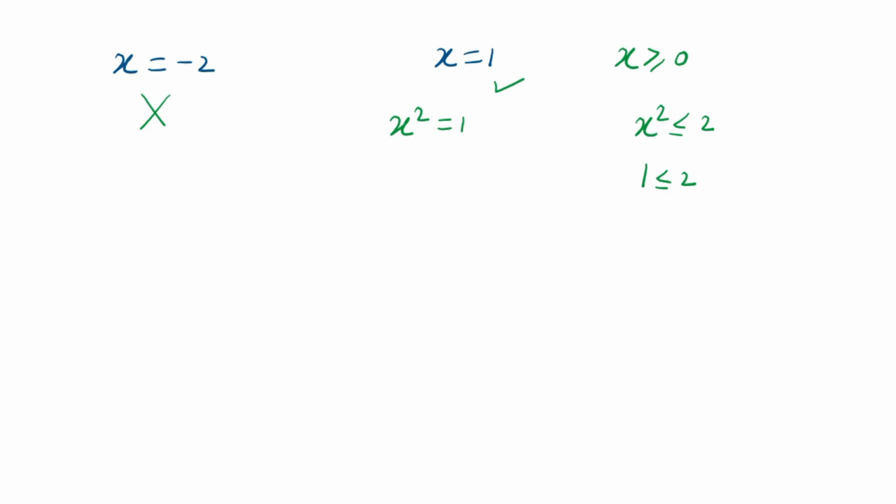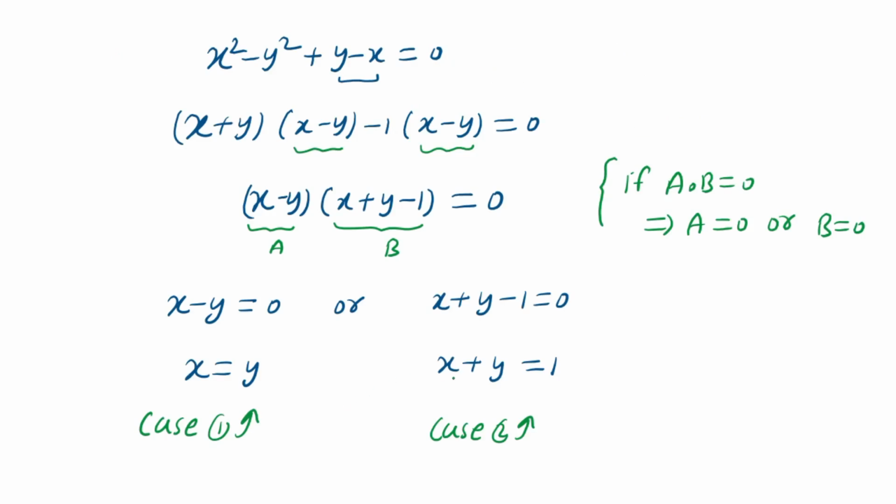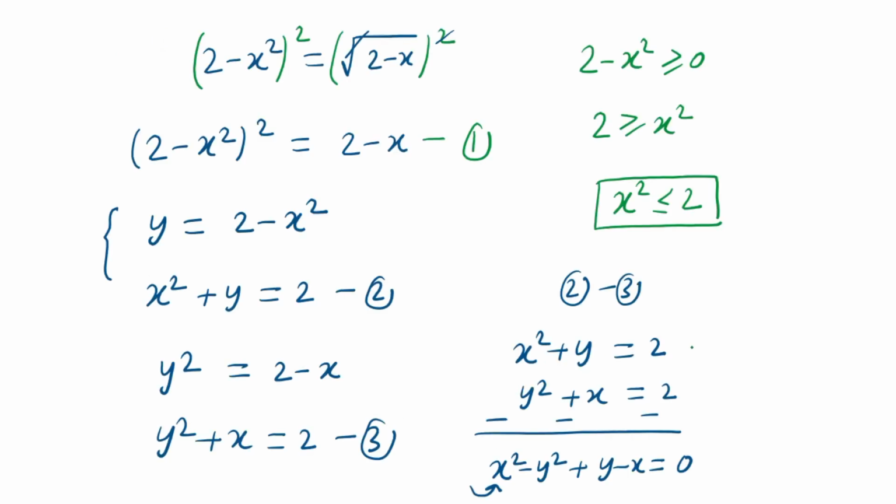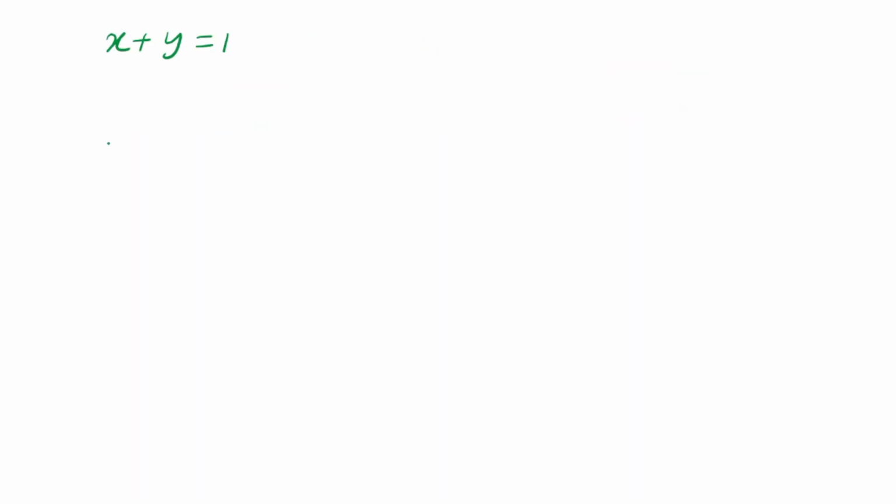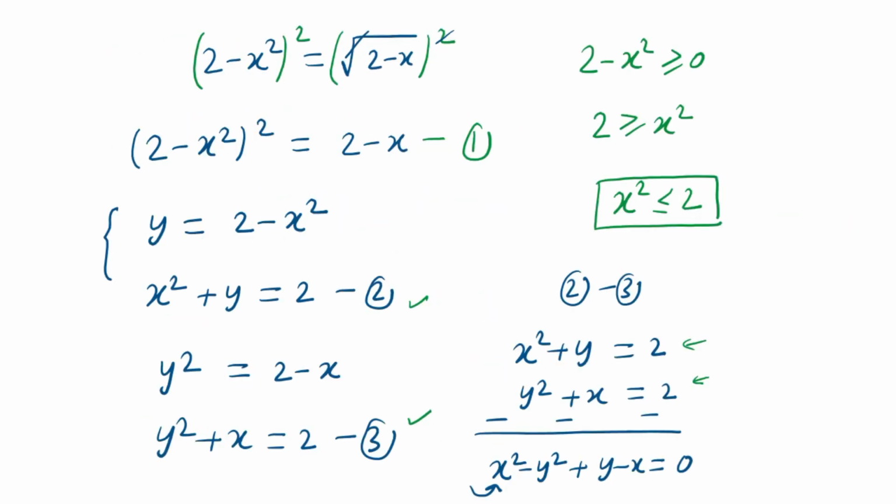But we have another case, case second. Case second is x plus y is equals to 1. Here x plus y, this is equals to 1. And look carefully, this equation and this equation. Equation number second and equation number third. Equation number second is x square plus y is equals to 2. And equation number third is y square plus x, this is equals to 2.